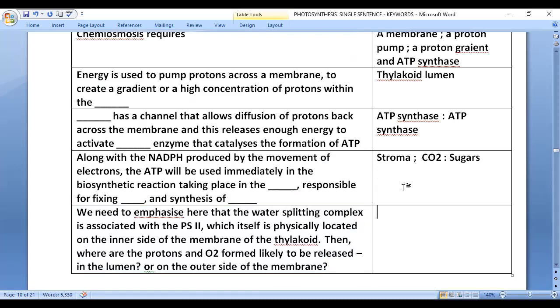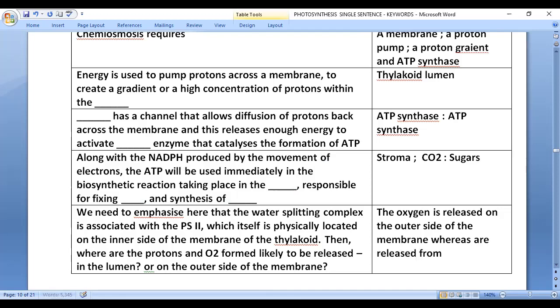We need to emphasize here that the water splitting complex is associated with PS2, which itself is physically located on the inner side of the membrane of the thylakoid. Then, where are the protons and oxygen formed likely to be released, in the lumen or on the outer side of the membrane? The oxygen is released on the outer side of the membrane, whereas the protons are released into the lumen.